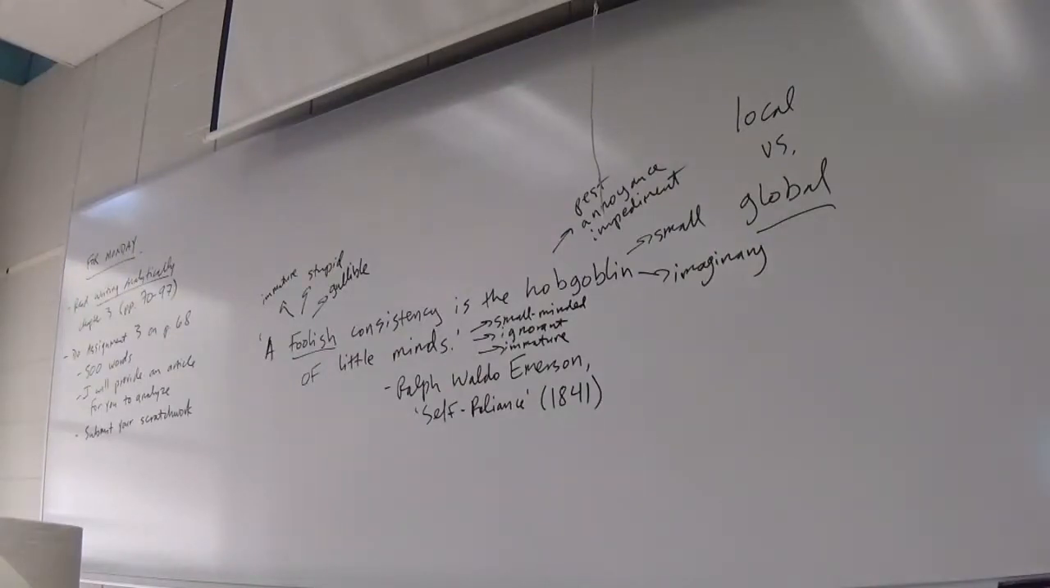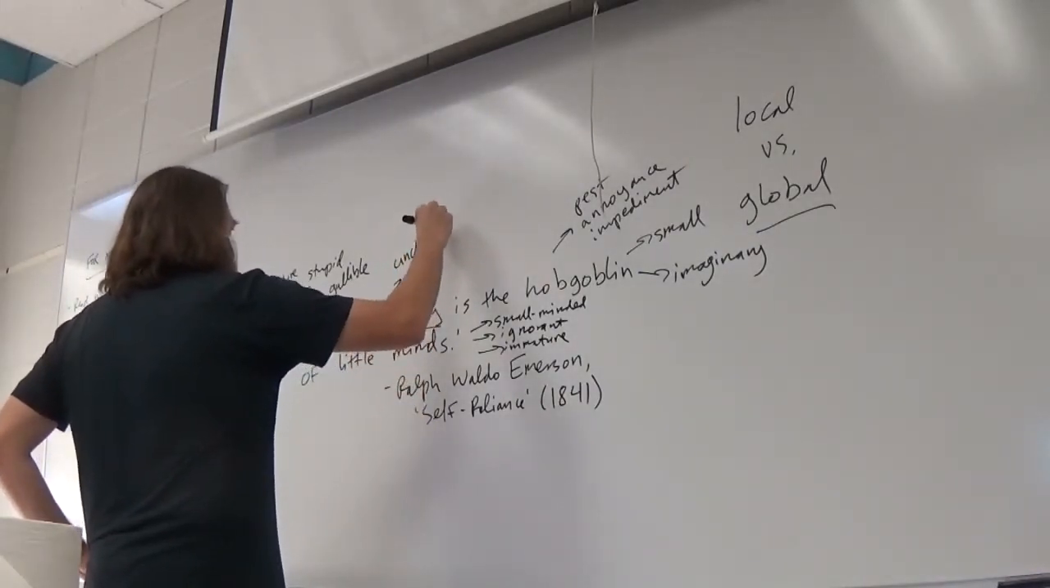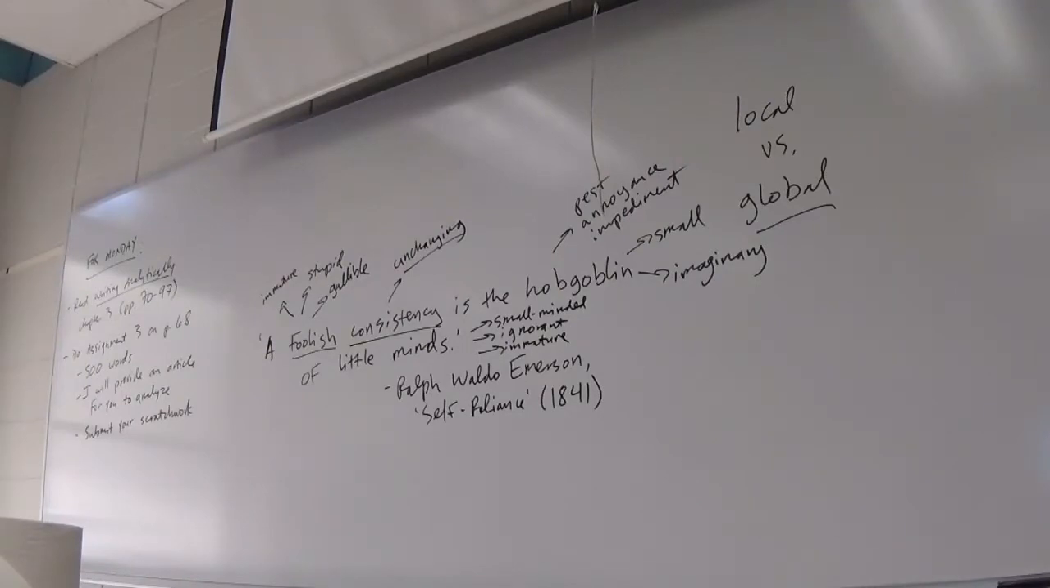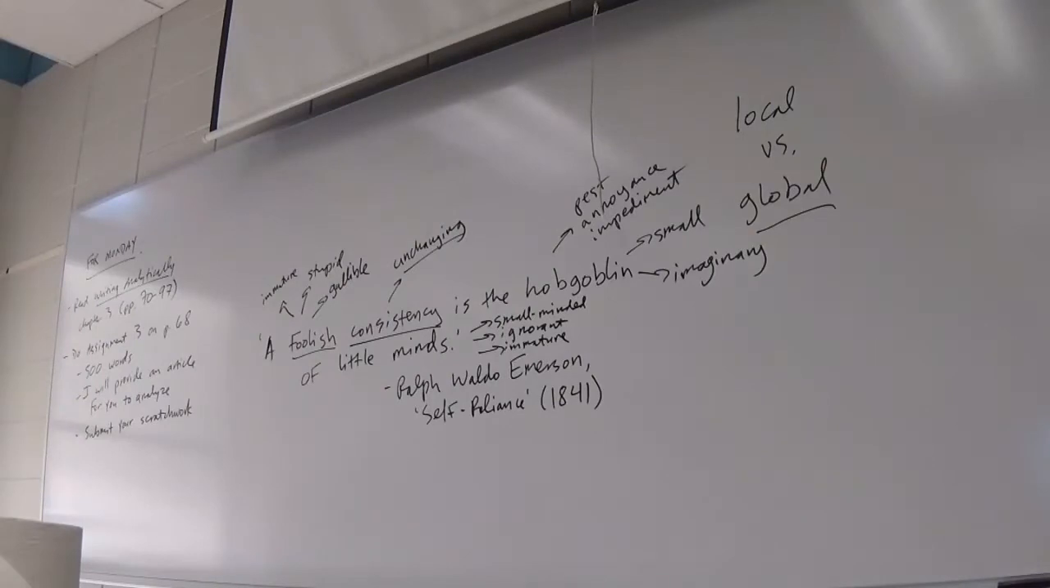And then what about consistency? Never changes. When someone's consistent, they're unchanging, right? The same day to day. So then what is a foolish consistency? Yeah, good, Carmen, exactly. A foolish consistency is an unchanging stupidity, right? Somebody who is just clinging on to being stupid.